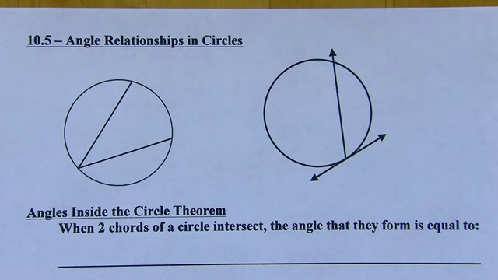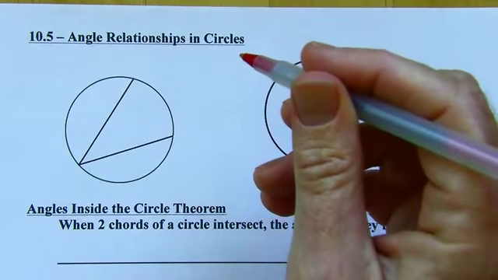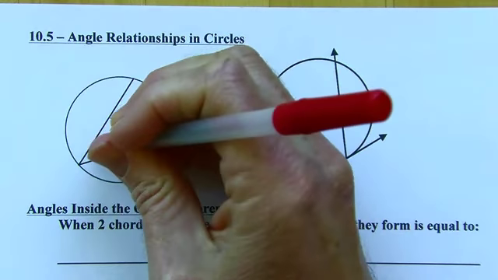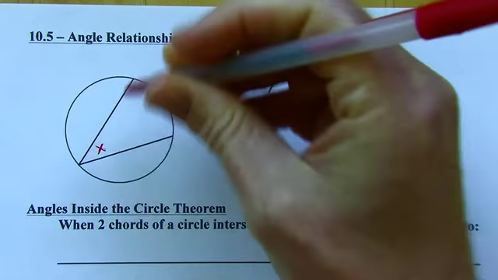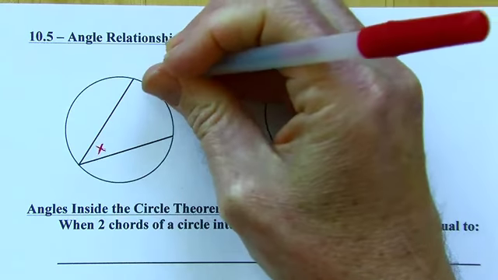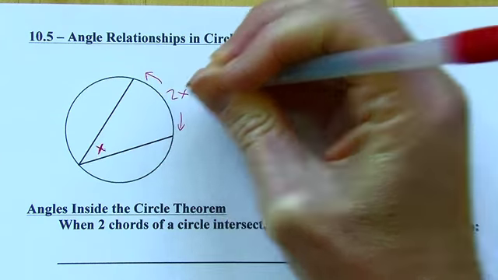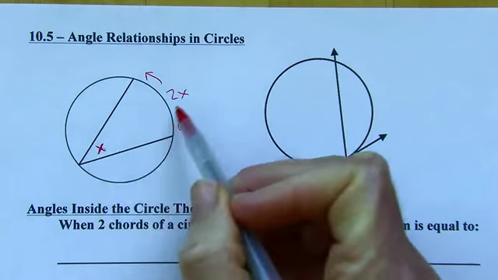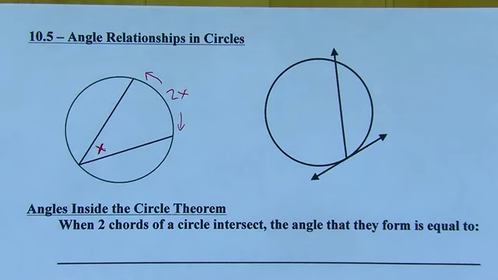Okay, 10.5 is angle relationships in circles. So in the last section we talked about what would happen when we have an inscribed angle like this. The measure of that inscribed angle is going to be half the measure of the intercepted arc. So if this is x, this is 2x. So let's say this is 30 degrees, then the intercepted arc would have a measure of 60 degrees.